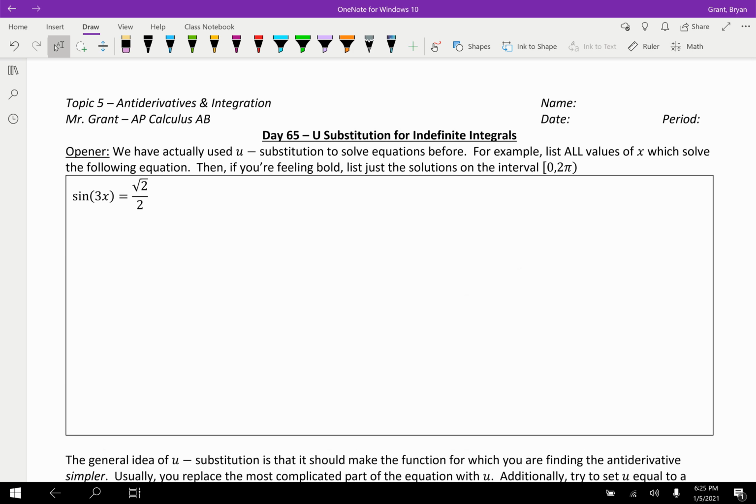Traditionally, people use the variable u. You can use any variable. When you get to Calc AB or Calc 2, you'll use both u and v, but you can use anything you want, except maybe x, because there's already an x there. So enough meandering. Let's go ahead and jump into this.